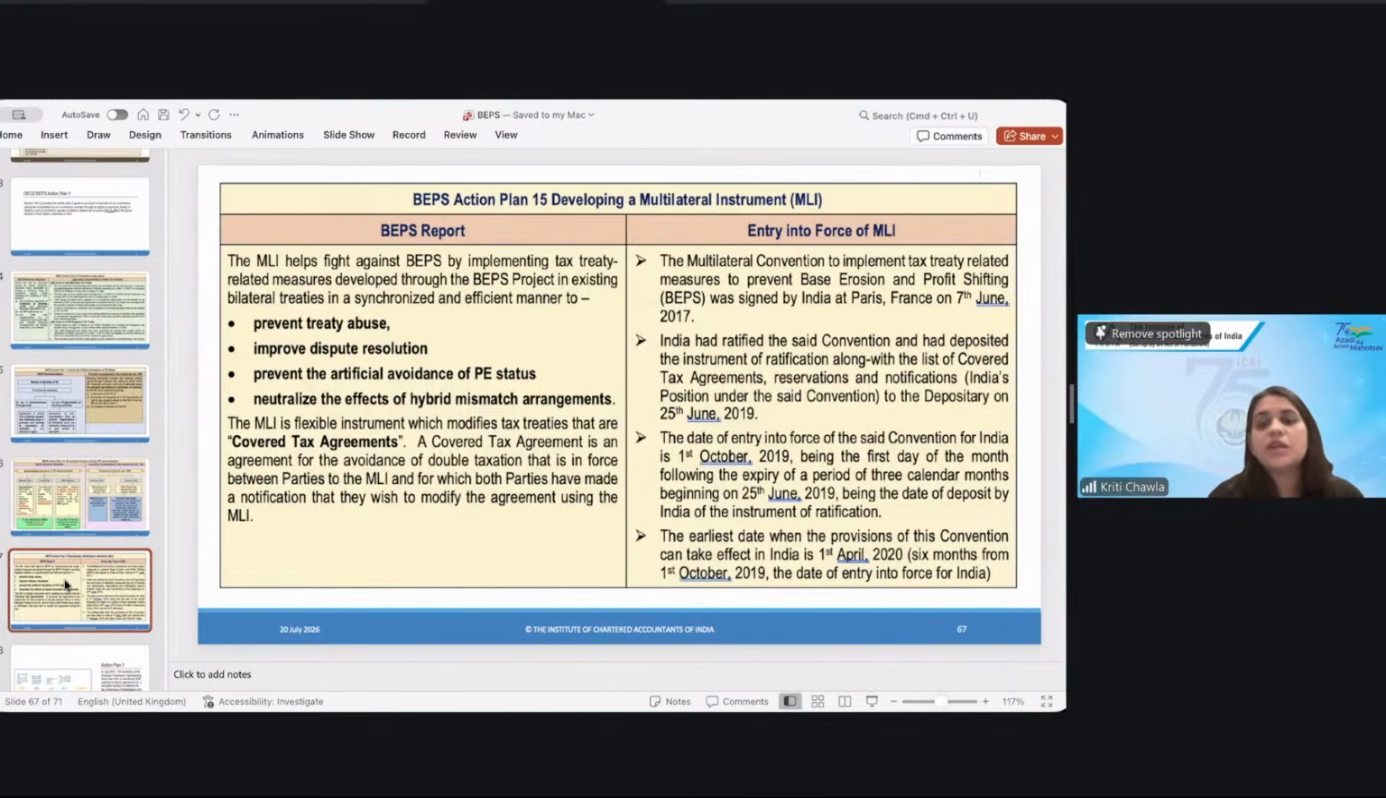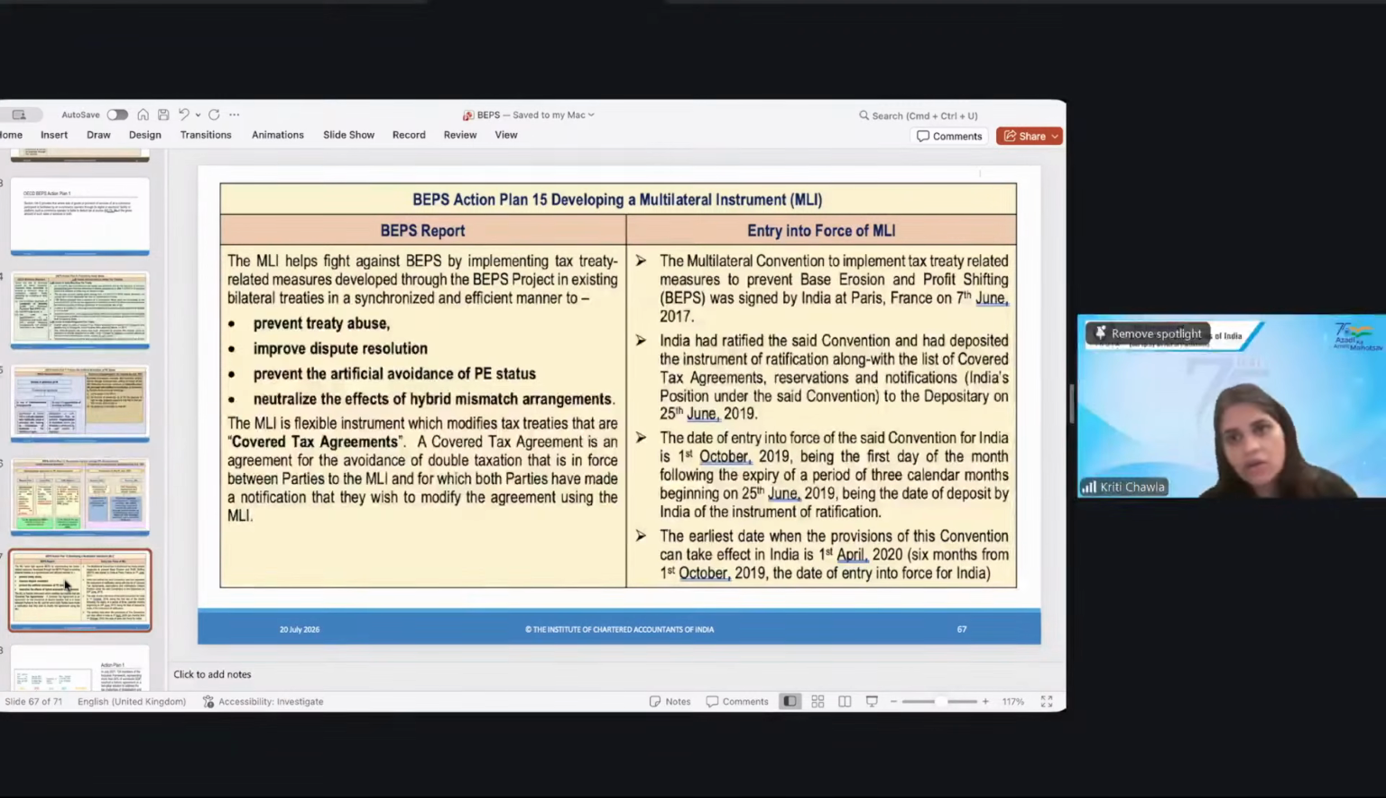This is like a flexible document. They will modify the tax treaties that are called CTAs, covered tax agreements. Now, what is a CTA? It's basically an agreement for avoidance of double taxation that is in force between parties to the MLI, and for which both the parties have made a notification that they wish to modify the agreement using the MLI. So that is basically a covered tax agreement.